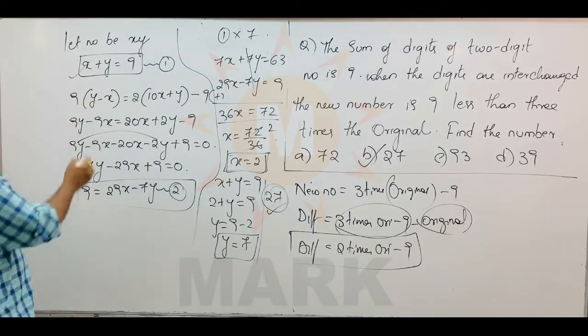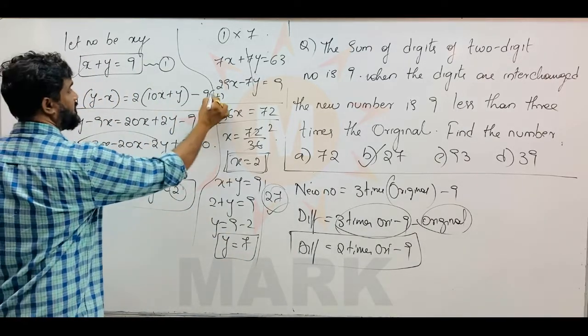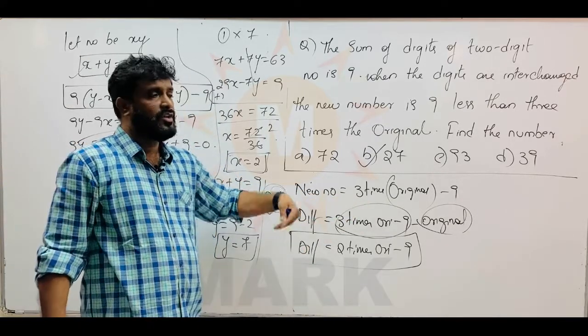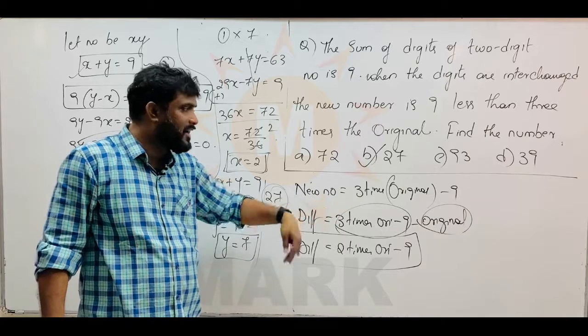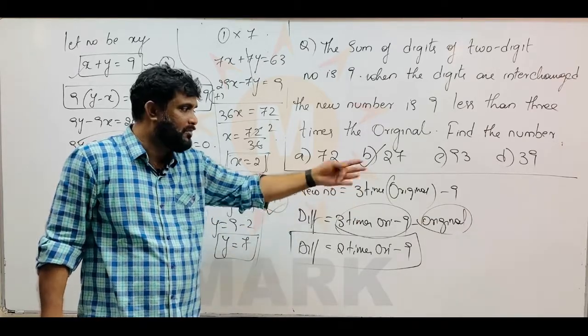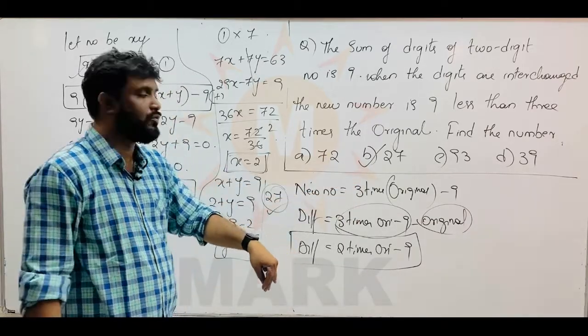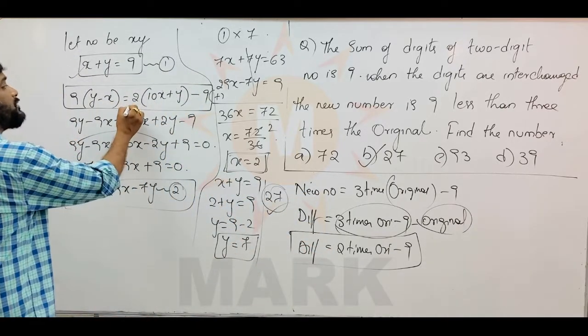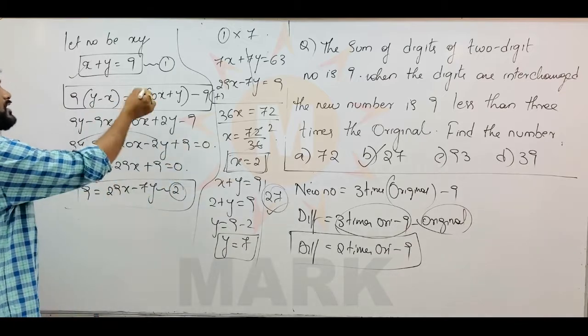So by using this logic, this is the technique I have used. Why? Because I know the new number is 3 times original minus 9. So if the new number is 3 times original minus 9, definitely the difference will be 2 times original minus 9, because 1 time original anyway we will remove. So the difference will be 2 times original minus 9. That's what I have put here, because I have to write the difference here.